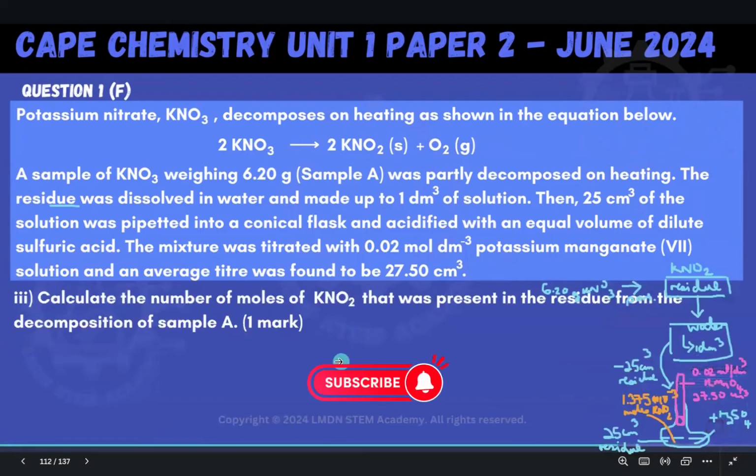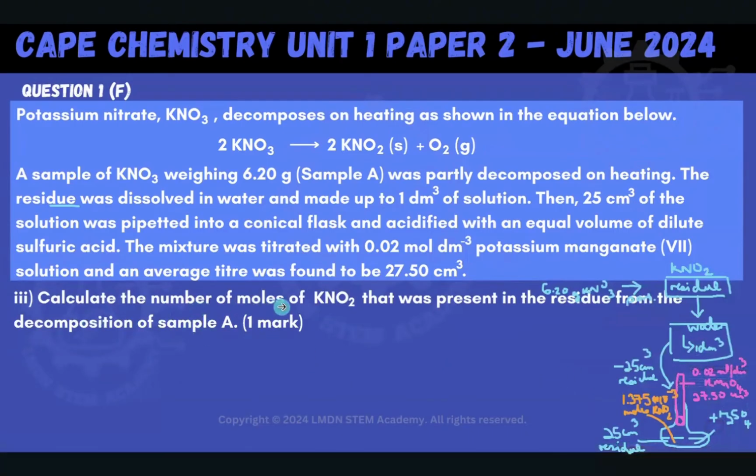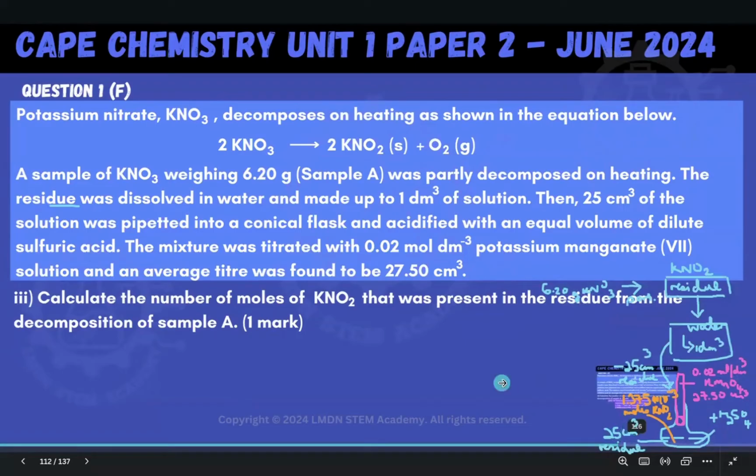Okay, so now we have to calculate the number of moles of KNO2 that was present in the residue from the decomposition of sample A, right? And so remember now, what we just calculated the number of moles for, right?